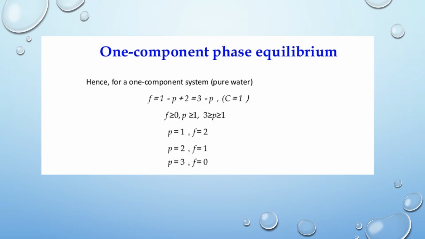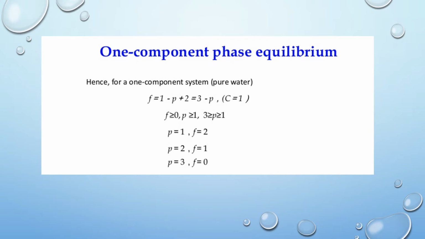A one component system may consist of one phase, two phases or three phases. Consider a one component system. Here it is water system having one phase, that is P is equal to 1. Degrees of freedom F is equal to 2. Such a system is bivariant and the two variables like temperature and pressure are to be specified in order to define the system completely.